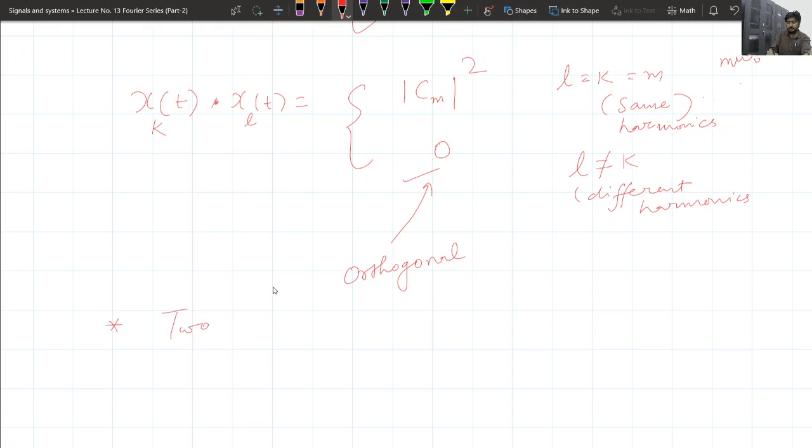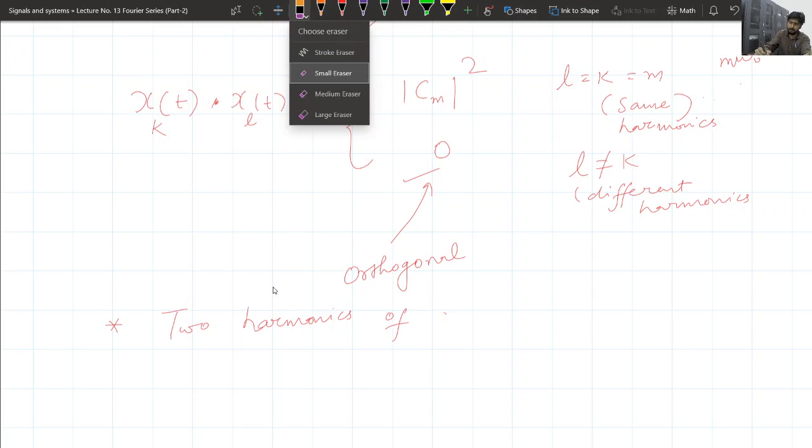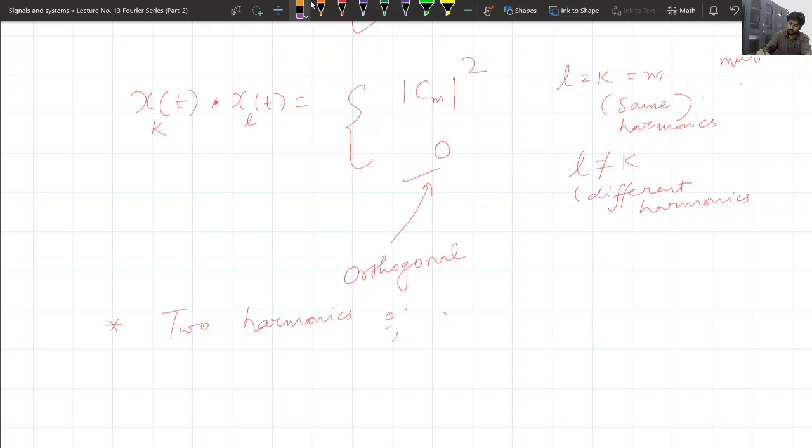We can write here two harmonics of... we can simply write here, two harmonics are orthogonal to each other, any two harmonics, because since we are choosing arbitrary values of k and L, we can say that any two harmonics are orthogonal to each other.